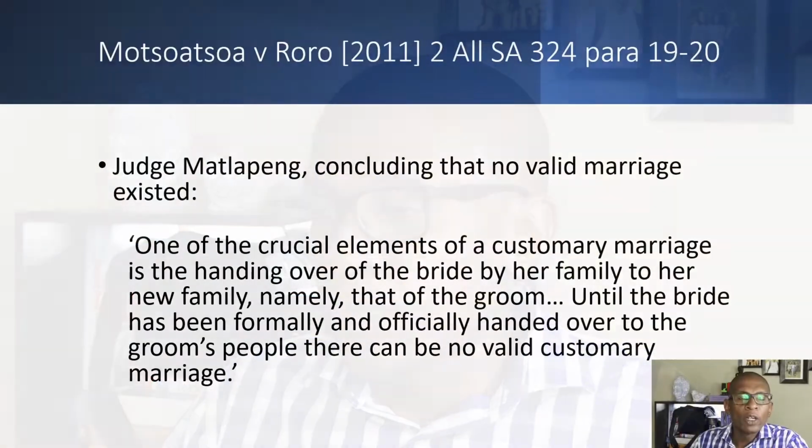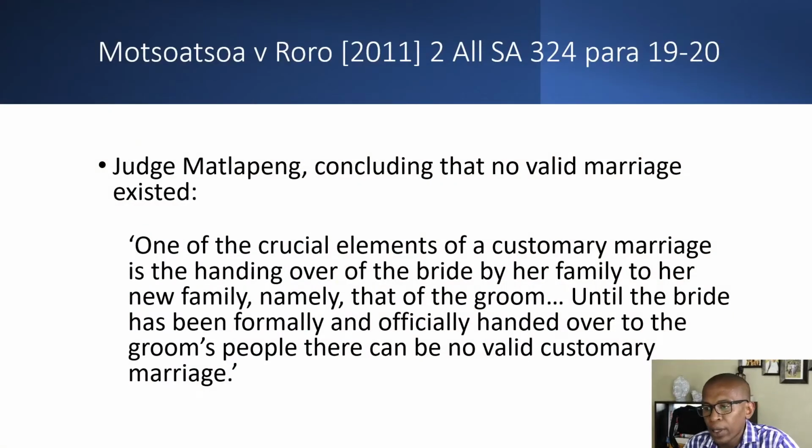the groom's family. So in arriving at his conclusion, Judge Matlapeng, concluding that no valid marriage existed, said one of the crucial elements of a customary marriage is the handing over of the bride by her family to her new family, namely that of the groom. Until the bride has been formally and officially handed over to the groom's people, there can be no valid customary marriage. So therefore, in this case, the marriage was found not to have existed.